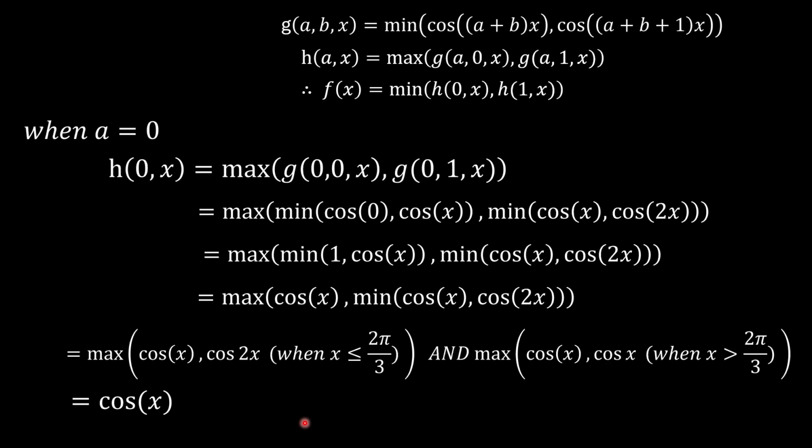Okay, and h(0, x) is definitely g(0, 0, x) and g(0, 1, x), the maximum between those two. And so we have now ascertained this first part here. And believe you me, this is just the beginning. So let's continue. What about when a equals 1?